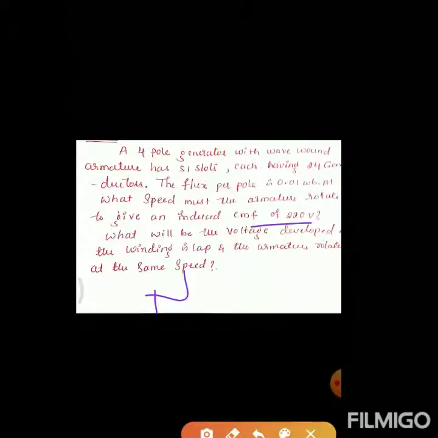Now they have given the voltage, the flux, Z, and the number of poles. Now we need to calculate N. Since we know the formula, you can substitute and you will get that. We'll calculate that one.